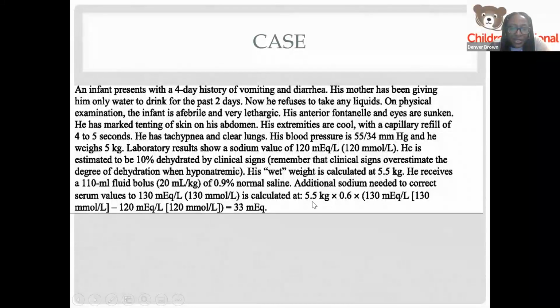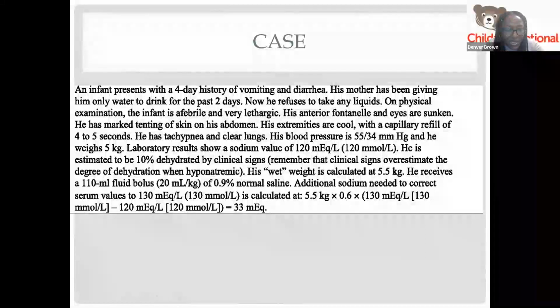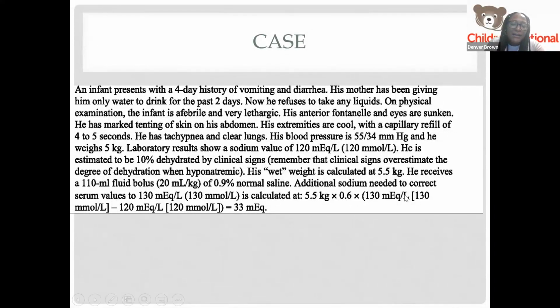And the way that we calculate that is we take his well weight, which is 5.5 kilograms, his total body water, which is 0.6, and then we have the sodium goal that we're aiming for, which takes the goal that we want, 130, minus the 120, which is his current serum sodium. And so that gives us his sodium need to get to where we want him to by tomorrow, but we'll go through it piece by piece. What are the other things we have to account for?